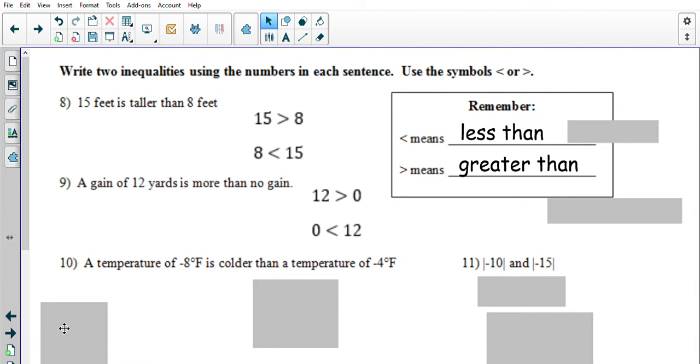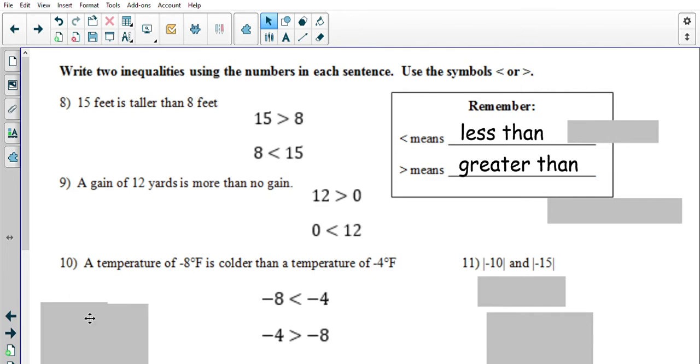Number 10, we've got some negative values here. A temperature of -8 degrees Fahrenheit is colder than a temperature of -4 degrees Fahrenheit. So we could write -8 is less than -4. We could also write that -4 is greater than -8.